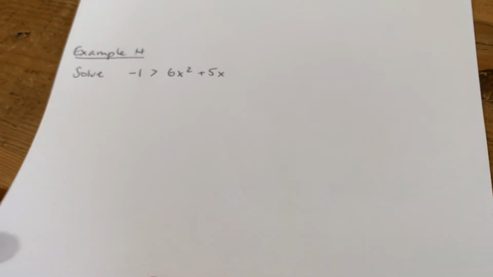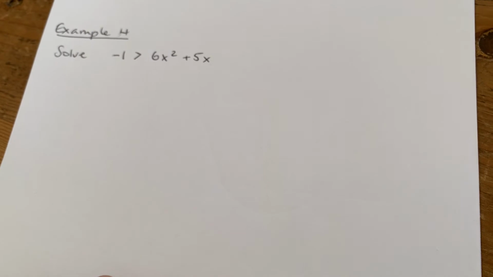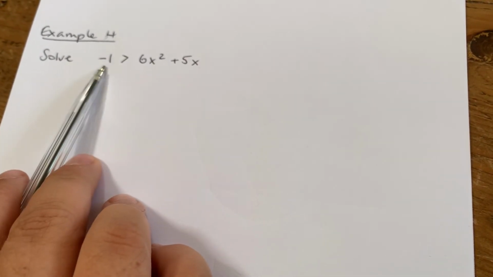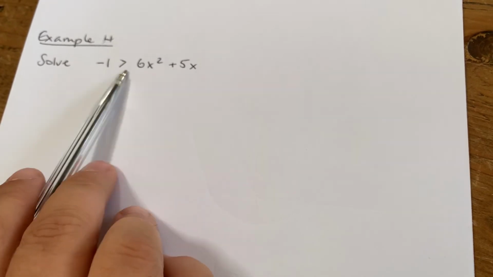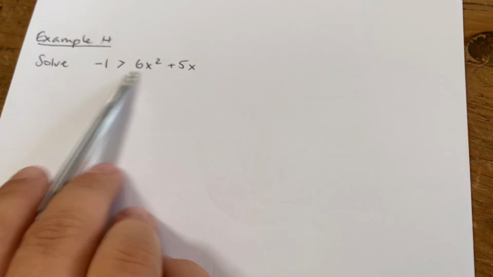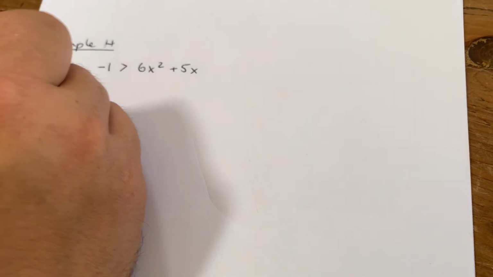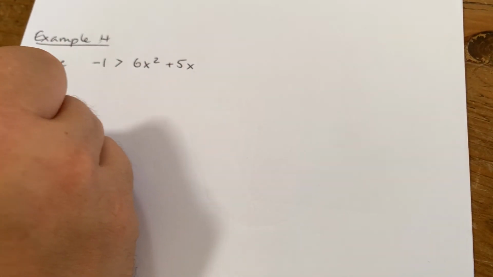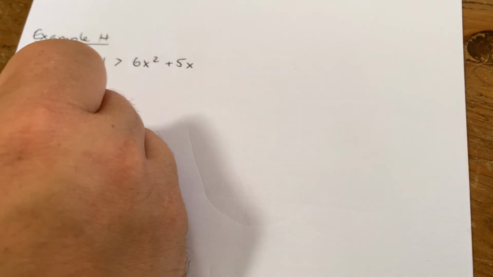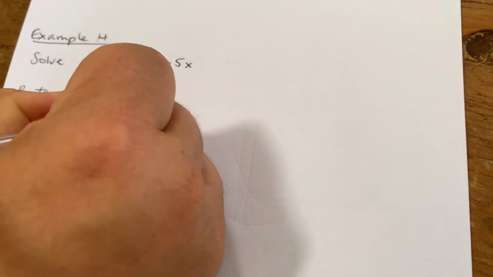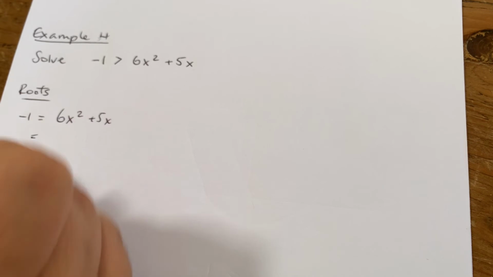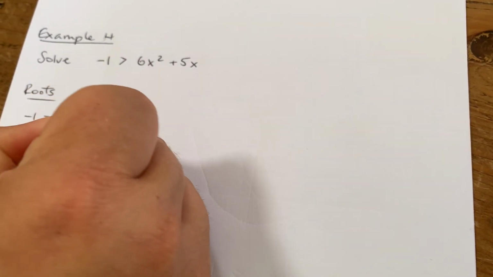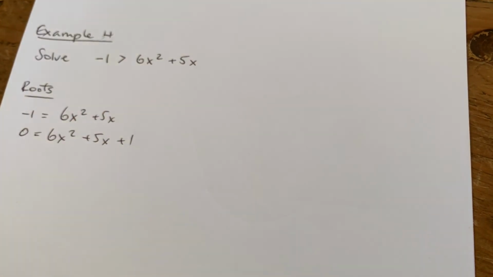Last example. Right. Just like a quadratic equation, you need to make sure you solve it when it is equal to 0. So I don't want to be saying that. So I'm going to make it equal 0. So I'm going to do my roots first. Same process. I've got -1 equals 6x squared plus 5x. And then I'm going to take the -1 over to join it. So then that becomes 6x squared plus 5x plus 1.